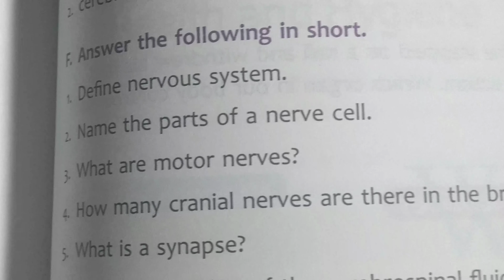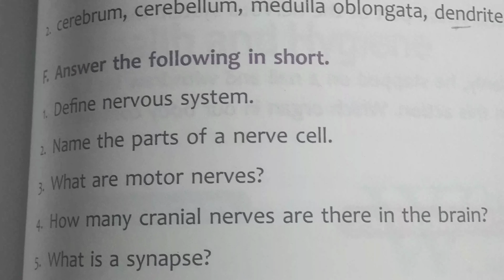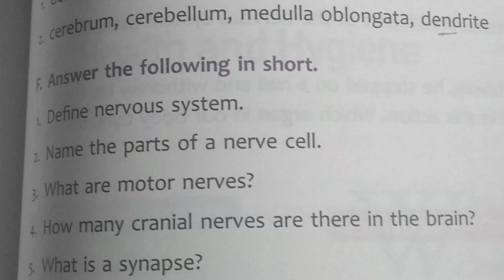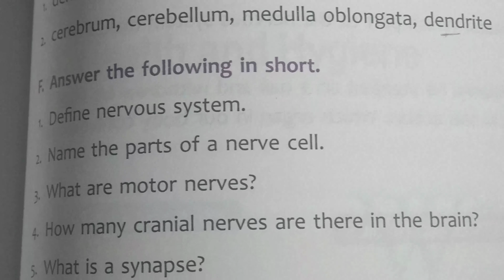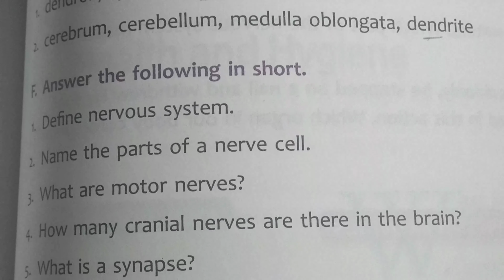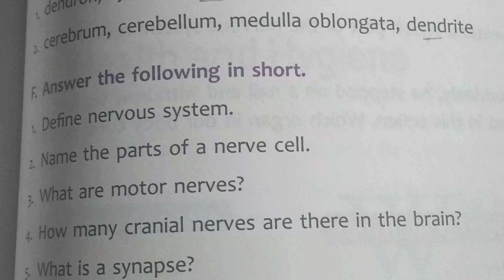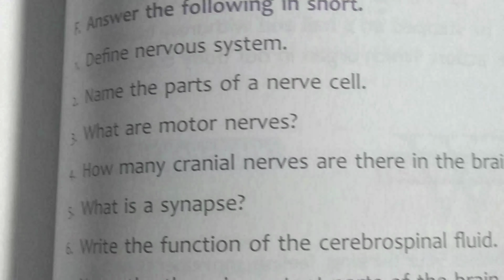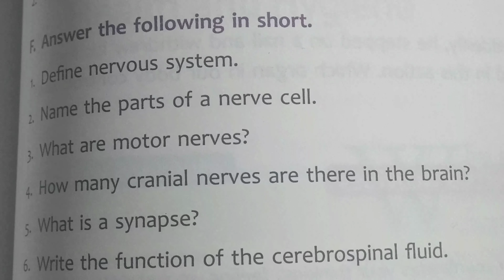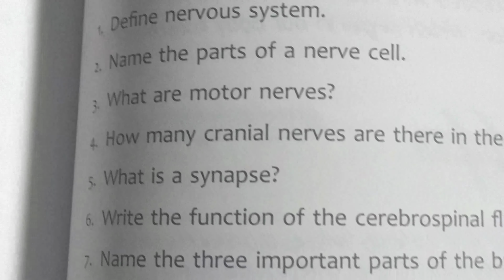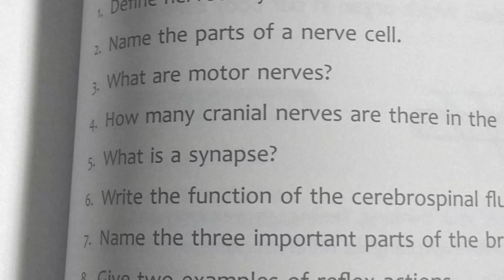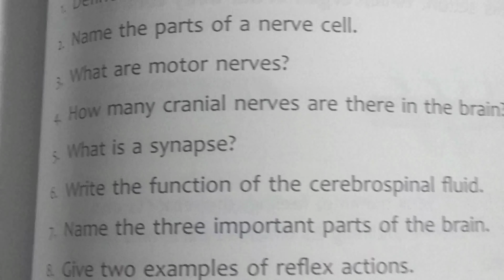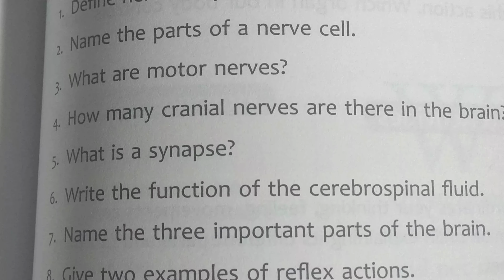What are motor nerves? Motor nerves basically carry the instruction or message from the brain or spinal cord to the different body parts, especially muscles and glands. How many cranial nerves are there in the brain? 12 pairs of cranial nerves are there in the brain. What is a synapse? It is a junctional place where two neurons are connected to each other.